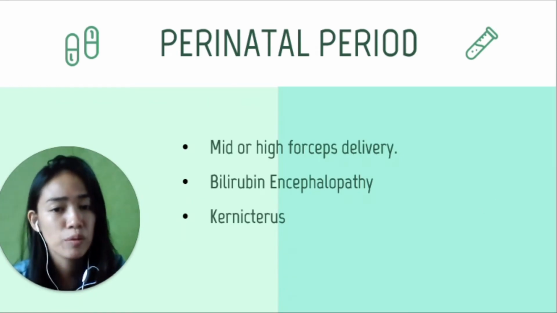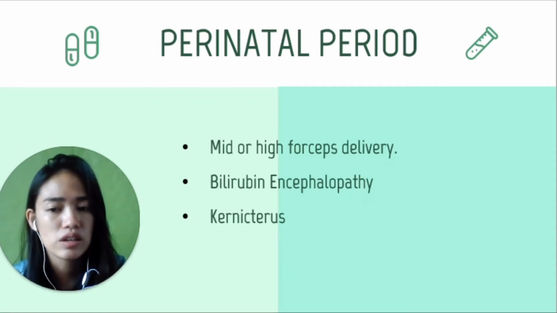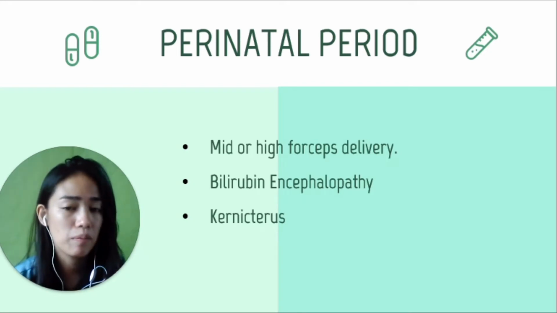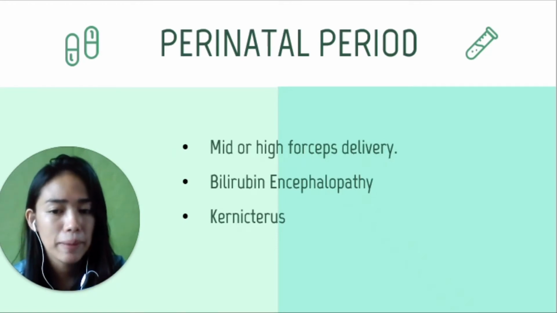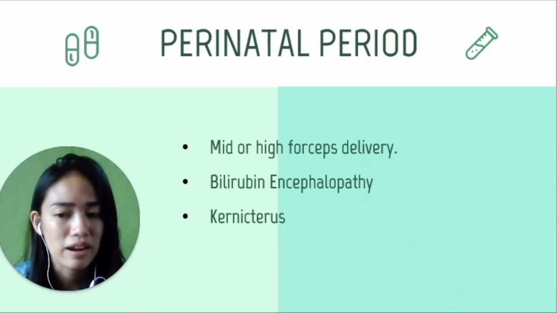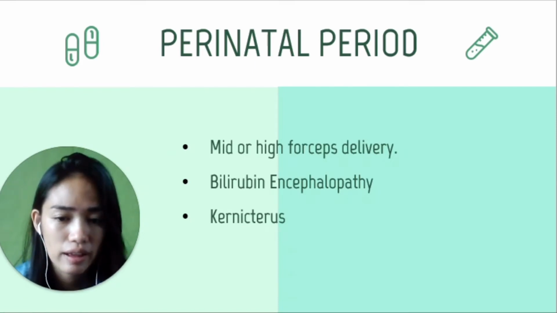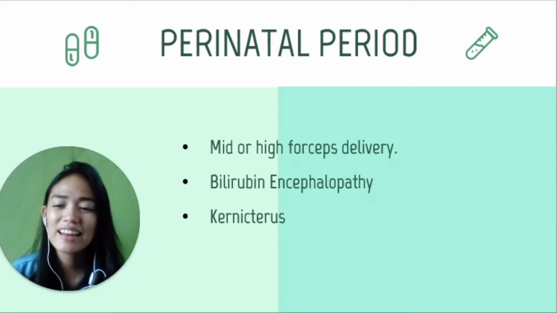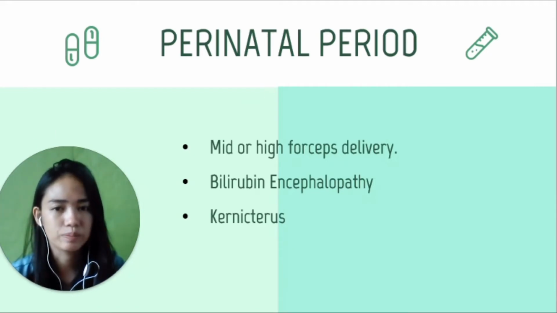Next is bilirubin encephalopathy. This is an increased free serum bilirubin factor and increased permeability of the blood-brain barrier. This is marked by deposits of bile pigments in the nuclei of the brain and spinal cord. And we also have kernicterus, which was explained earlier, and prolonged and difficult labor of the mother.